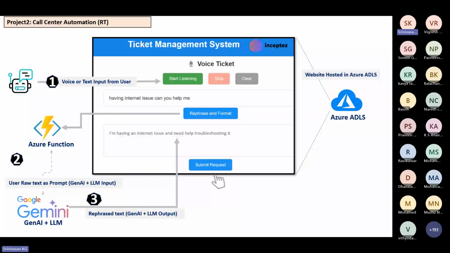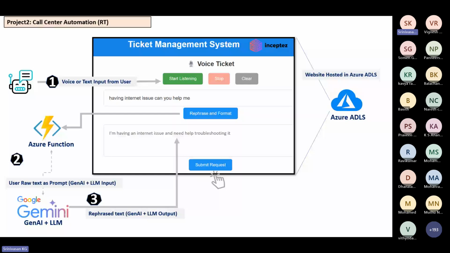Here you can see the HTML pages have been placed inside Azure ADLS. It's like a bucket, you are aware of it, right? It means Azure Data Lake. In Azure, we can call it a data lake or blob storage. We have stored all these HTML files in it.